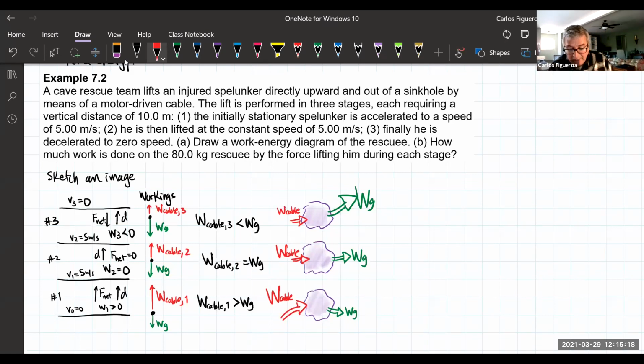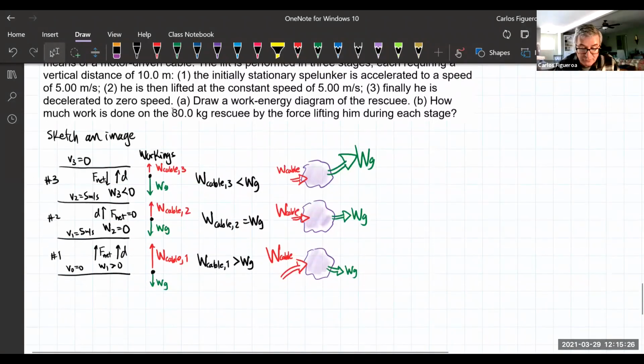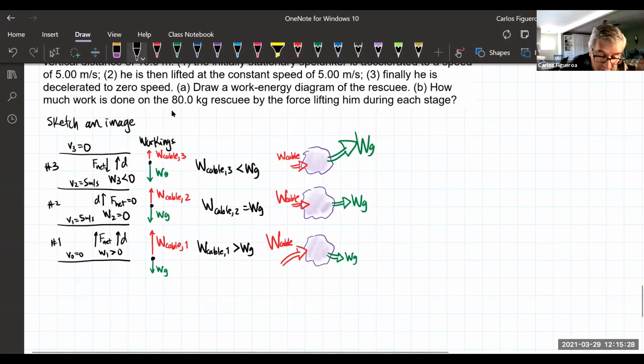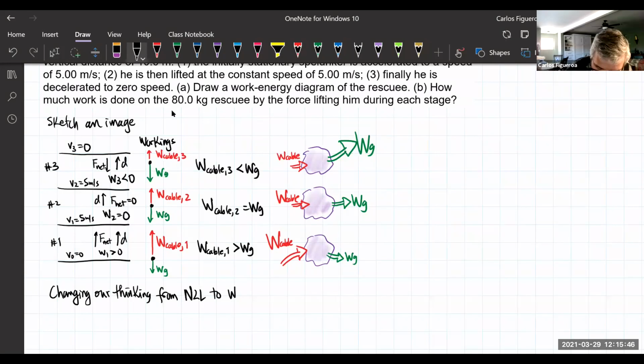So this is what I mean when I'm talking about energy flow. Note that this is quite different. It's different thinking. Why is it different thinking? Well, because when you look at this thing here, what we're doing is changing our thinking from N2L to work energy.